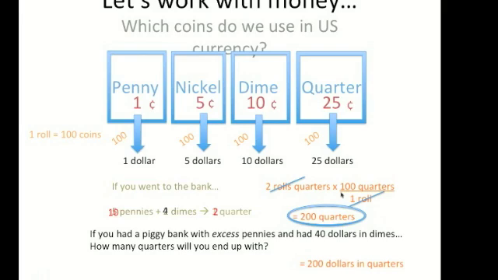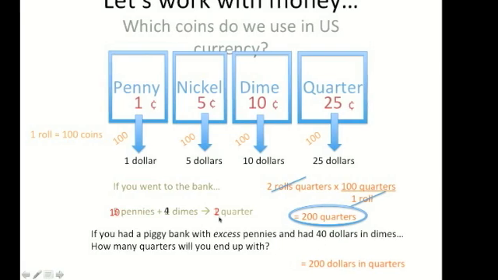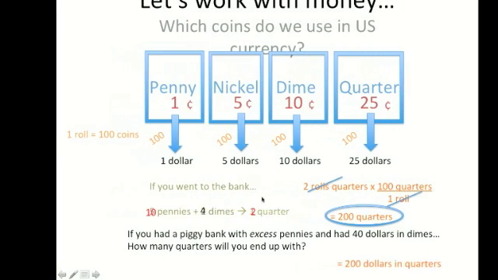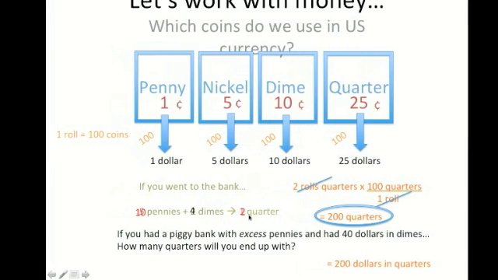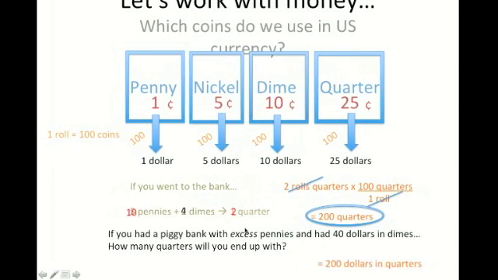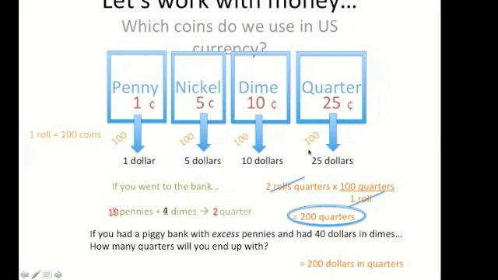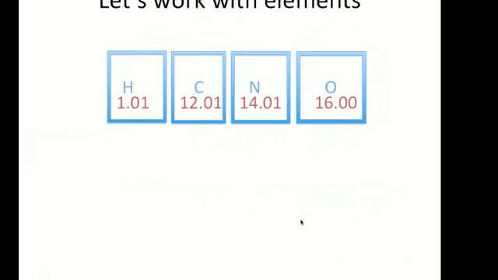Let's do another example. If I had a piggy bank with excess pennies and had $40 in dimes, how many quarters will I end up with? How many individual quarters? This time I'm not talking about dollars. I'm talking about how many quarters I got. Well, I calculated in the last example that I had 2 rolls, didn't I? 4 rolls of dimes will give me 2 rolls of quarters. So how many quarters do I have total then? Well, each roll has given me 100, so I need to double it by 2, and I've got a total of 200 quarters. Seems pretty simple, doesn't it?